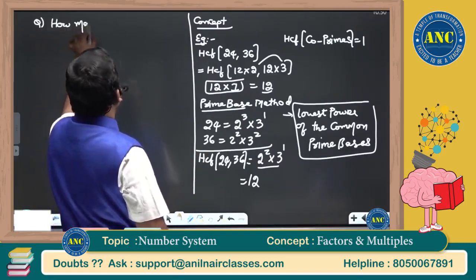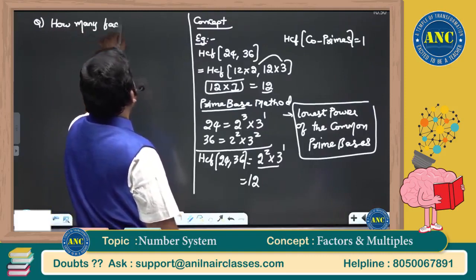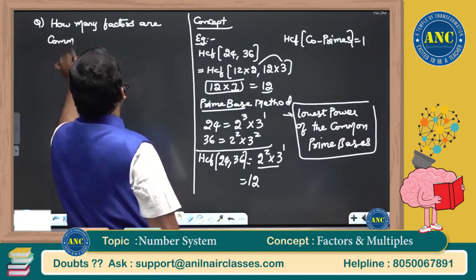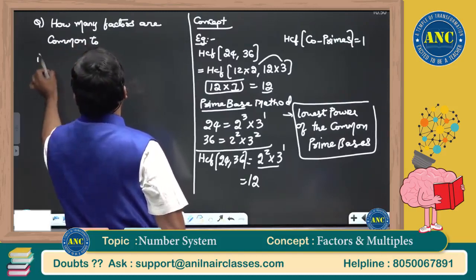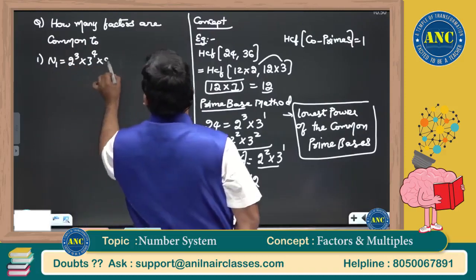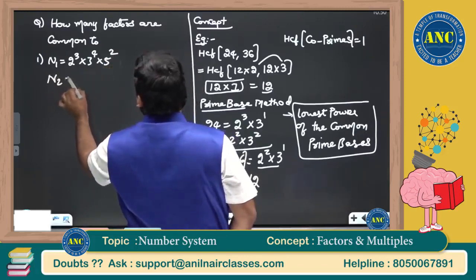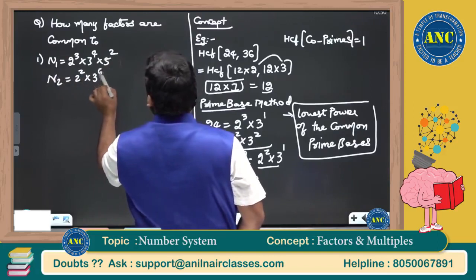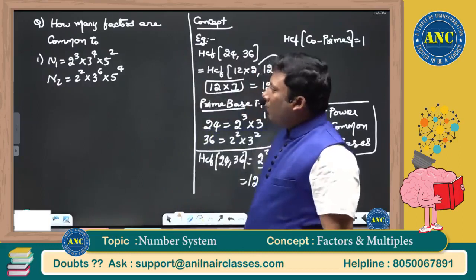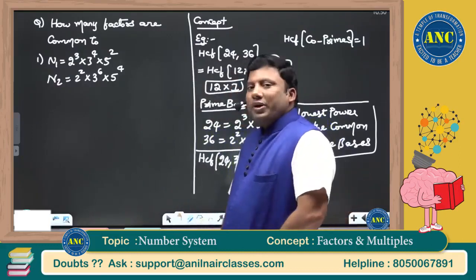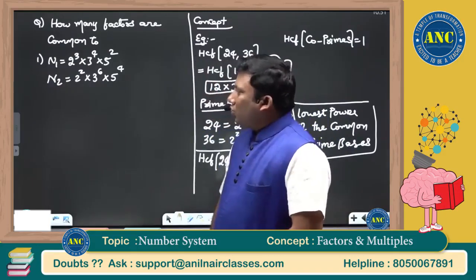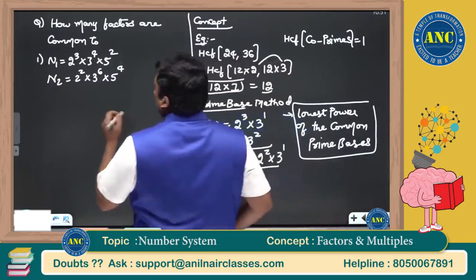Suppose the question is like this: how many factors are common to n1 equivalent to 2 cube into 3 power 4 into 5 square, and n2 equivalent to 2 square into 3 power 6 into 5 power 4? So what will be the answer?